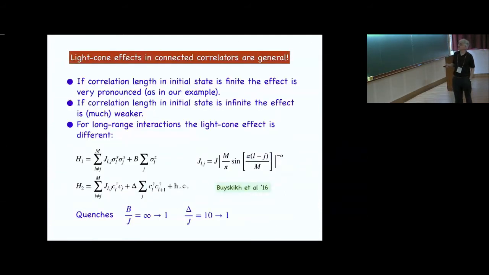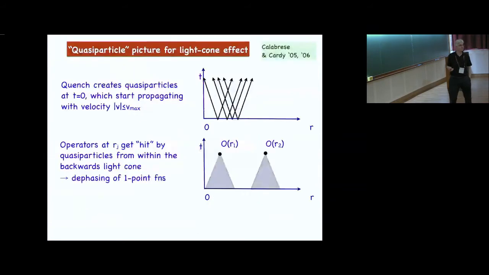Okay, so that's the light cone. Now where does it come from? There's a nice physical picture that explains where the light cone effect would come from, certainly in free theories, and also in integrable theories. This picture is called the quasiparticle picture, and it was proposed by Pasquale Calabrese and John Cardy quite a long time ago now. The picture basically goes like this.